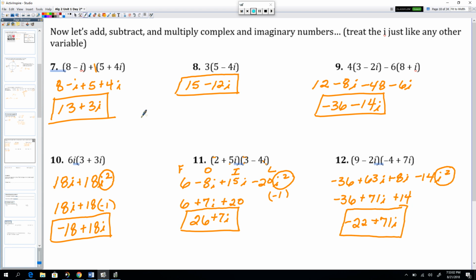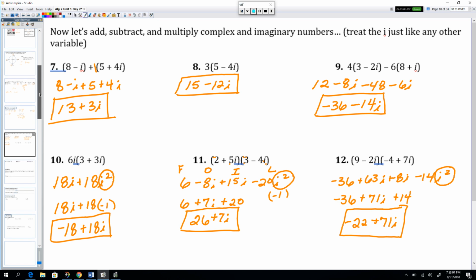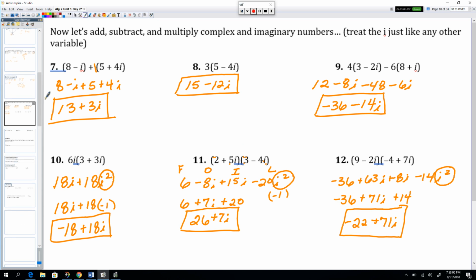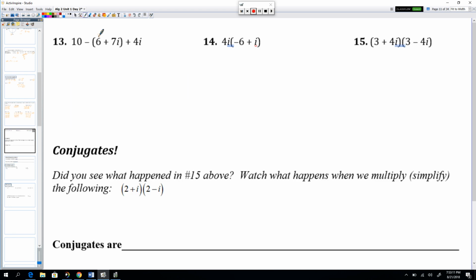Okay, and again, if I'm going too fast, please pause the video. Try it yourself, play the video back, make sure that you're good on these steps, because we're going to be doing this on the quiz and the test. All right, a couple more.